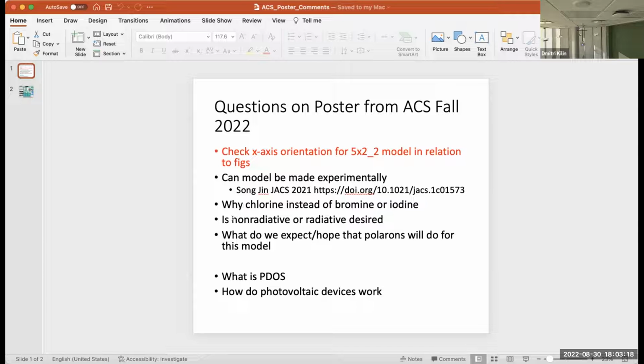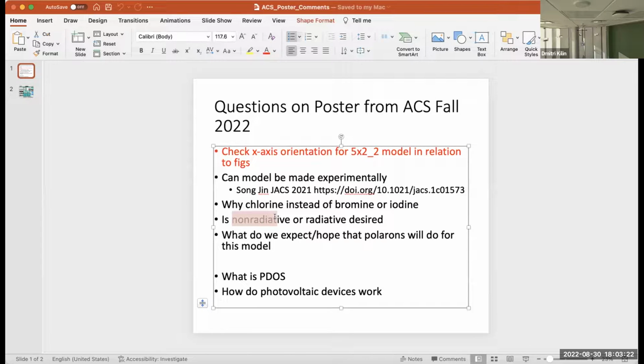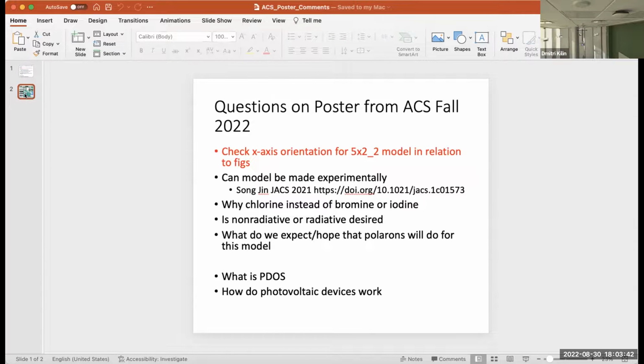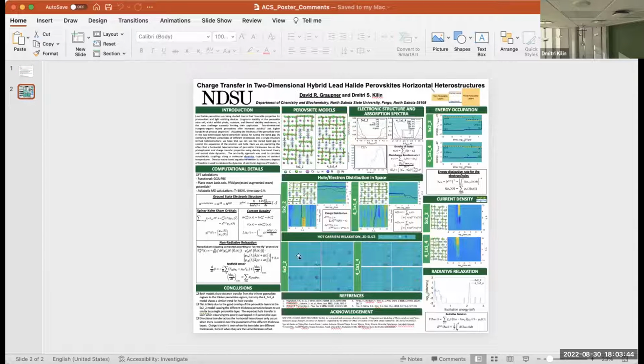I had one person who was very adamant that non-radiative lifetime or dynamics or whatever you want to call it was very detrimental to everything that they were doing. But that's because they were focusing on photoluminescent properties. So they were wondering why two thirds of my poster, if not more, is on non-radiatives and charge transfer, where the only radiative is this corner.